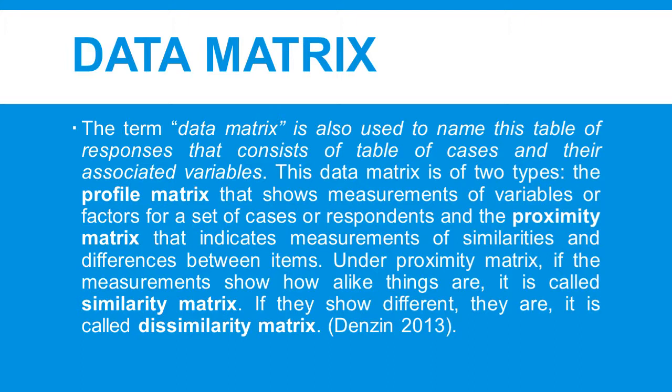So let's differentiate the two types. First, we have the profile matrix. It involves the personal traits of your respondents, while the proximity matrix involves the measurements of the similarities or differences of your respondents. Under proximity matrix, if the measurements show how alike things are, it is called a similarity matrix. If they show differences, it is called a dissimilarity matrix. That is according to Denzin 2013.